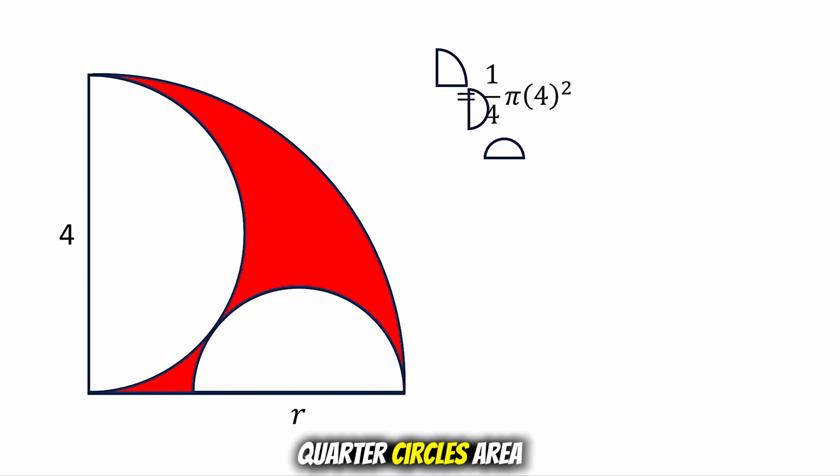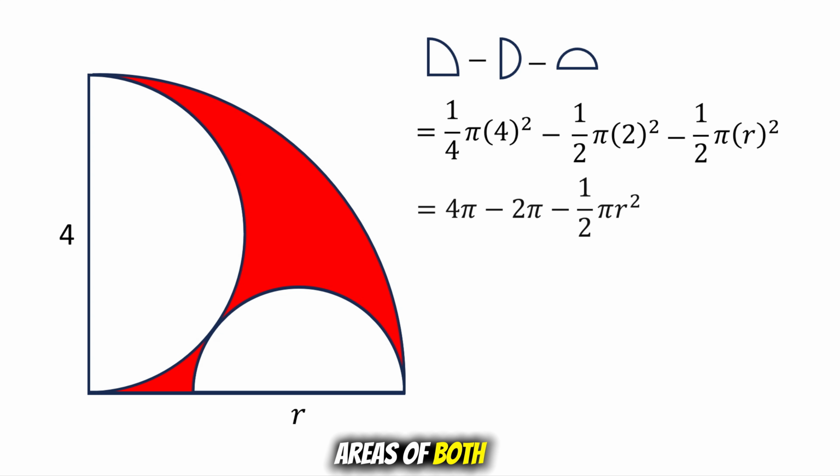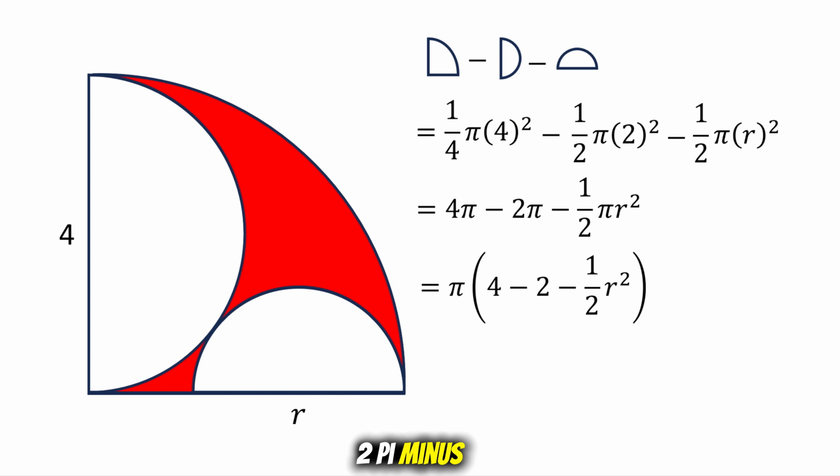We take the quarter circle's area and subtract the areas of both semicircles. That gives us 4 pi minus 2 pi minus 1/2 pi r squared. If we factor out pi, it becomes pi times the quantity 4 minus 2 minus 1/2 r squared. So the real problem is this: how do we find r?